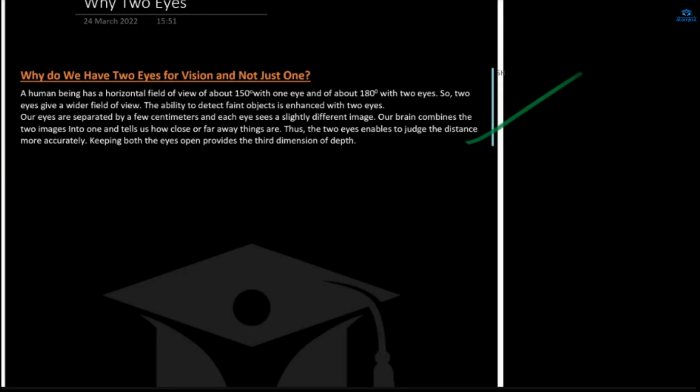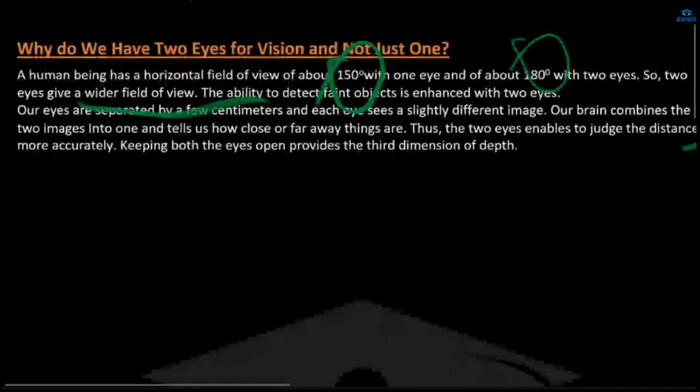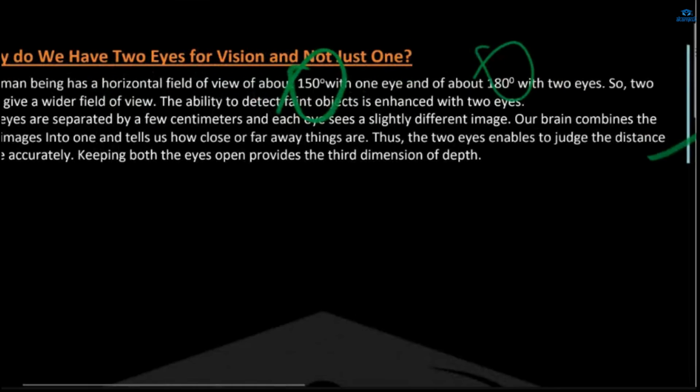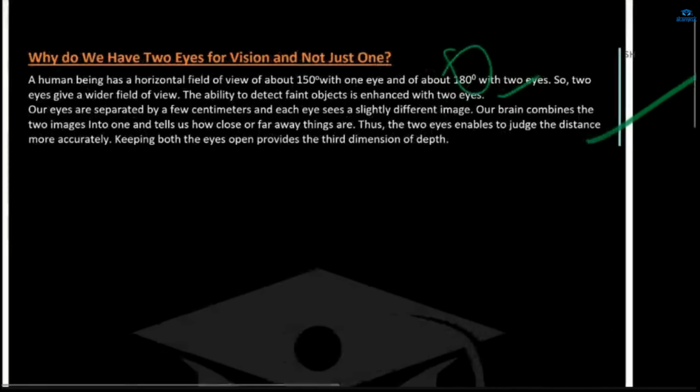That means you can see not just what is in front, but also beside you on the left and on the right. You can see up to 180 degrees with two eyes, and only 150 degrees from one eye. It gives a wider field of view, and the ability to detect faint objects is enhanced with two eyes. If you see an object from one eye, it will get clear, and the quality gets clearer once we see with both eyes.